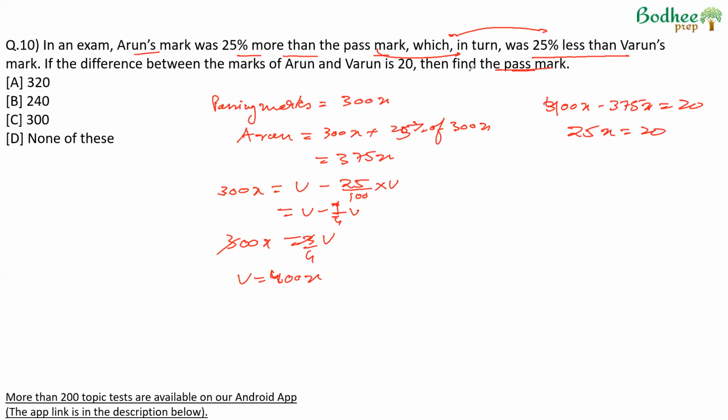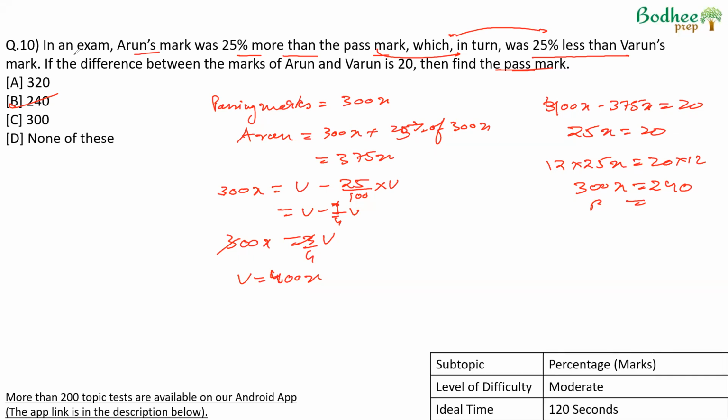We have to find the pass marks. Pass marks are 300x. So if we multiply both sides by 12, 12 into 25x is equal to 20 into 12. 12 into 25 is 300x, and this will be equal to 240. Therefore, the pass marks are equal to 240. Option B becomes the answer.